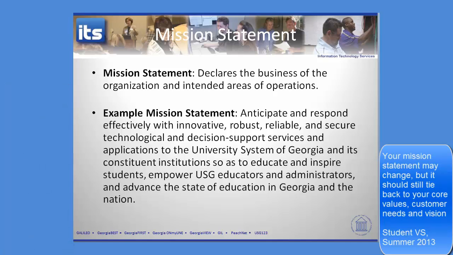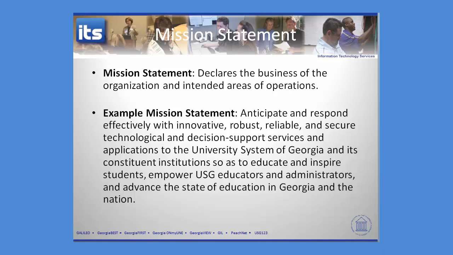So what do we do? We anticipate and respond effectively. IT is still an emerging field. We can't completely control it, but we can anticipate where things are going based on our wisdom and our knowledge, and then respond effectively to a very changing world. And when we do that, we want to be innovative and robust and reliable and secure in doing that.